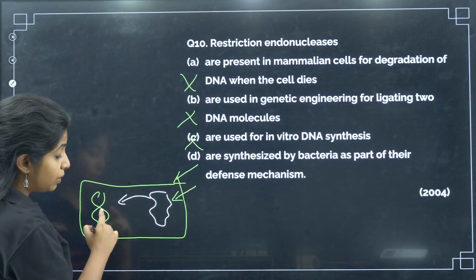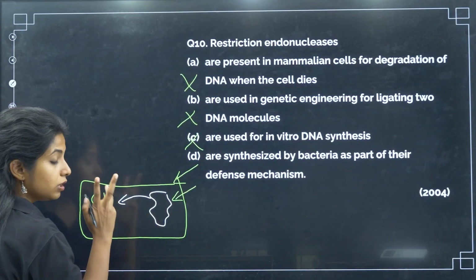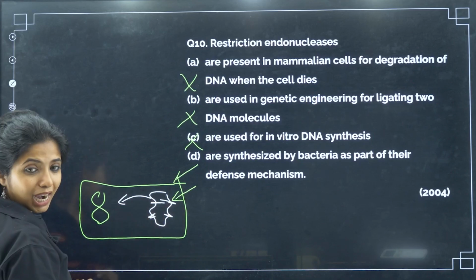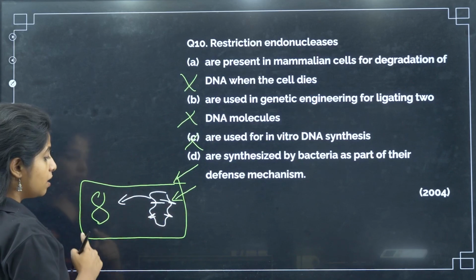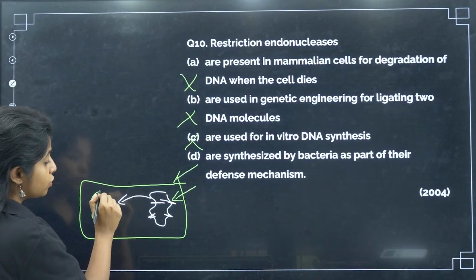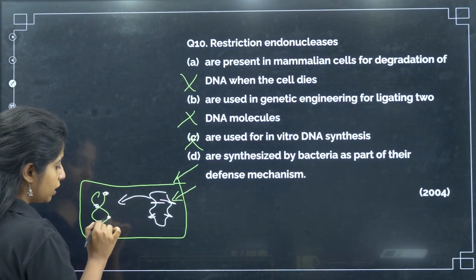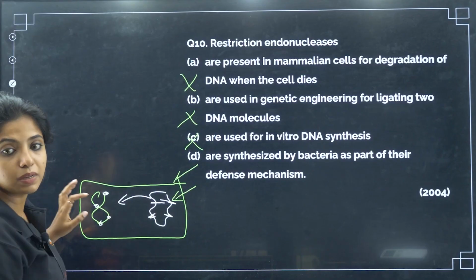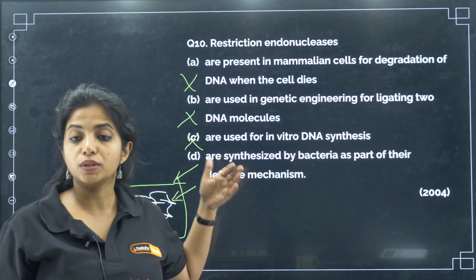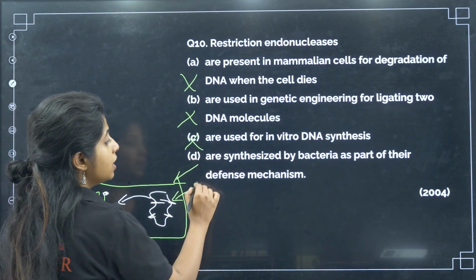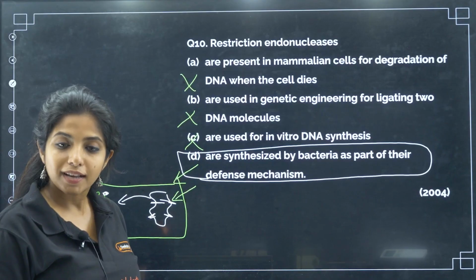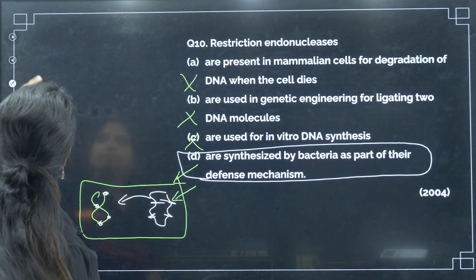But before that, this bacterium is going to release two enzymes. One is a restriction enzyme, which cuts the genetic material of the other organism, but it can cut its own also. So to be safe, it also releases another enzyme which adds a methyl group, and when it is methylated, my dear children, the restriction enzyme will not act on itself. Get it? So restriction endonucleases are synthesized by bacteria as part of their defense mechanism, nothing else. So D becomes your answer for this question.